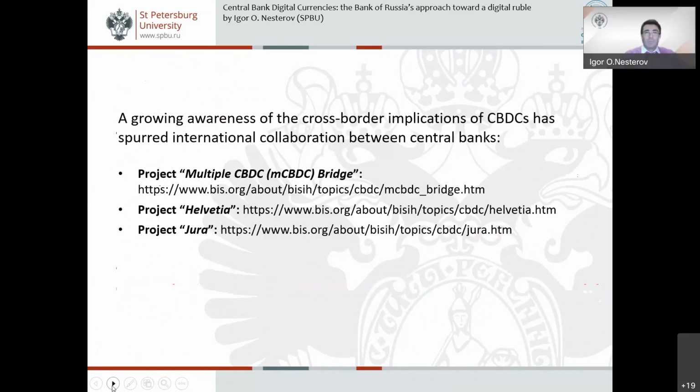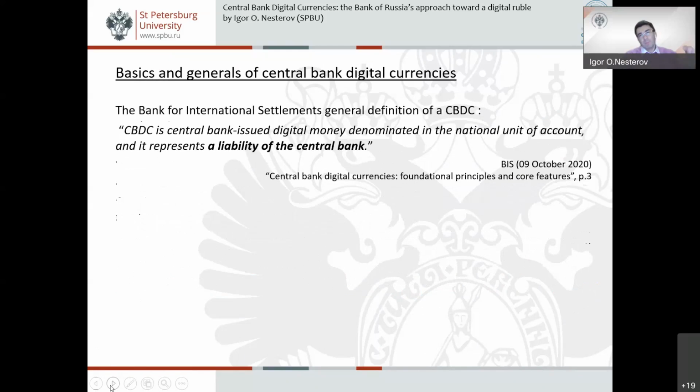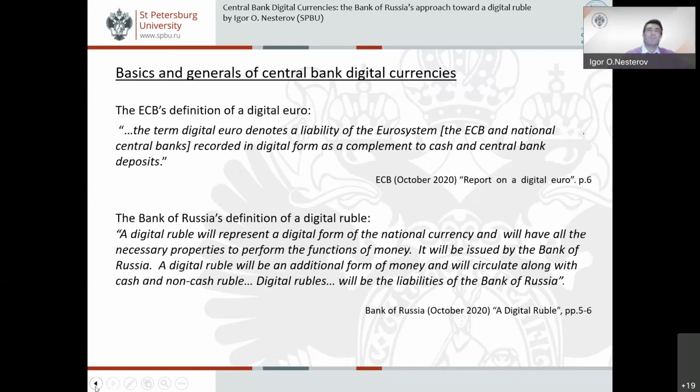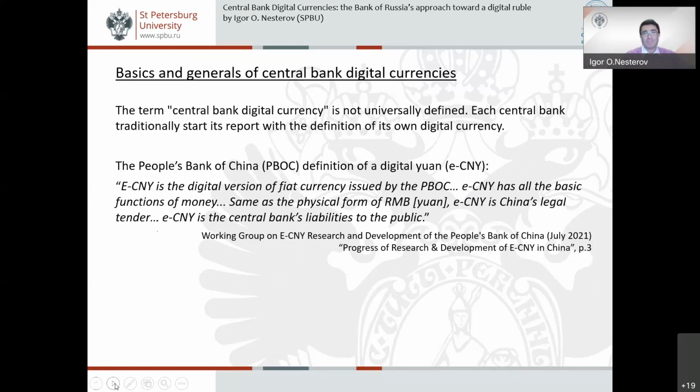Okay, then we will have to move a little bit forward. No, don't move. I don't want to disrupt the structure. I just want a quick answer so that we can follow you better as you proceed. Actually, we have a special slide with the definitions of central bank digital currencies.